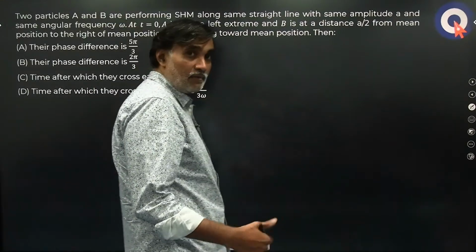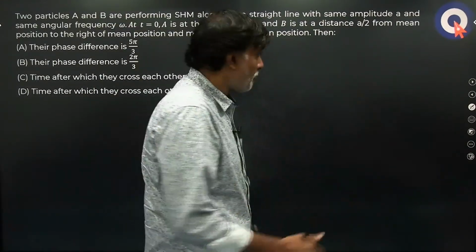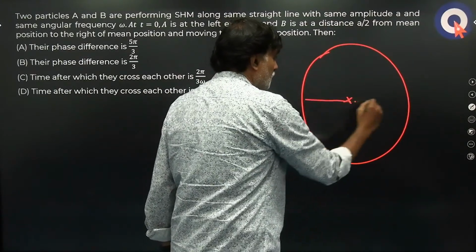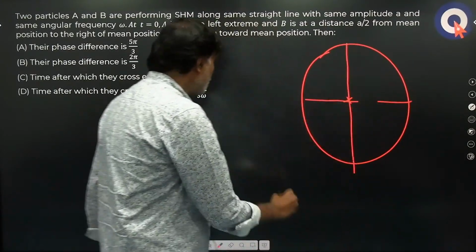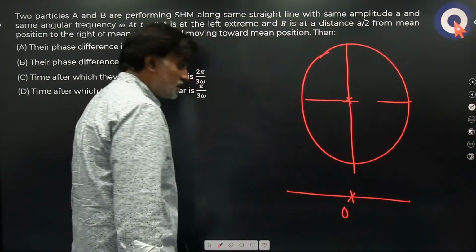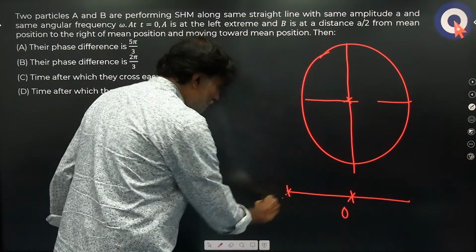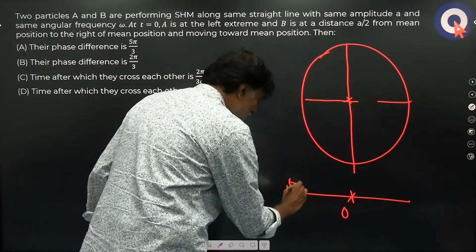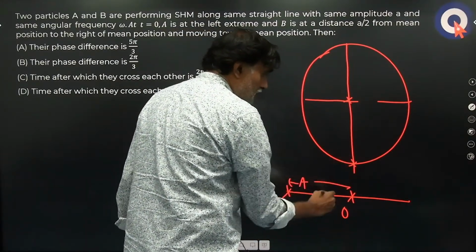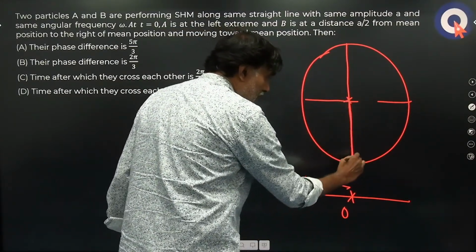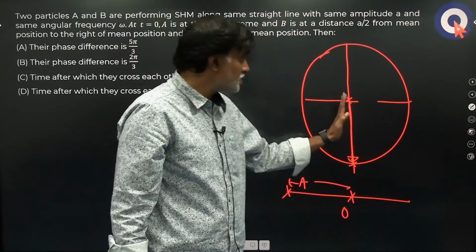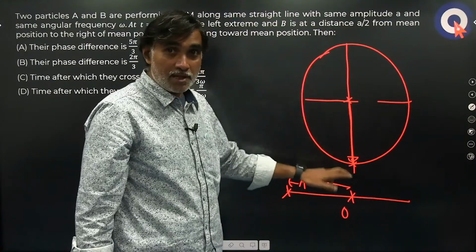Once again we use that circle to represent that SHM. Now, where is the particle initially? If this is the mean position and the amplitude is A, one particle is here, at the left extreme position. Left extreme position means this is the point, so this radius vector represents this position. Right extreme position means this position, and left extreme position means this position.